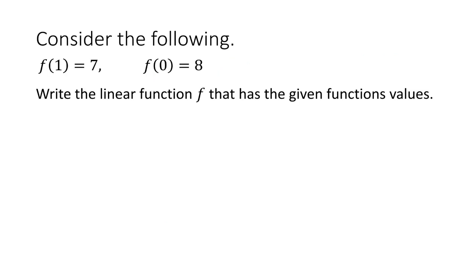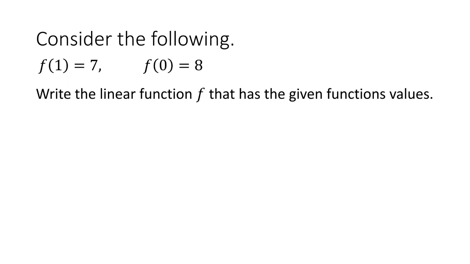Okay, let's look at this. Consider the following. f of 1 is equal to 7, f of 0 is equal to 8. They want us to write the linear function f that has the given function values. All right, so we have to understand one thing. They're giving us functions. So when they say that f of 1 is equal to 7, this is telling me that when I plug in an x value of 1 into this function, my y answer or my output is 7. And they're also telling me that when the x value I put in for this function is 0, the y value that I get is 8.